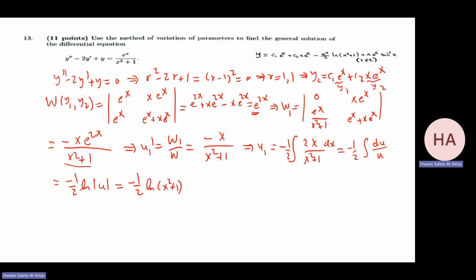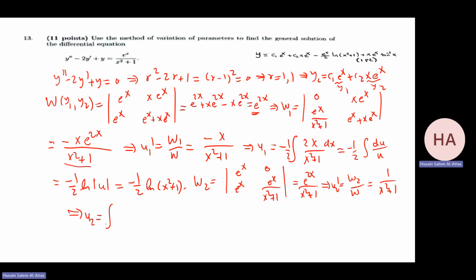Okay. Now for u2, I'll find w2. W2 will be what? I think it will be easier. e to x, and that will be 0, e to x over x squared plus 1. So I have e to x over x squared plus 1. So u2 prime will be w2 over w, where e to the power 2x cancelled. So I have 1 over x squared plus 1. So it will be u2, the integral of this, which is very clear, this is tan inverse of x. So it will be yp. I want yp. All right, we'll find the general solution.